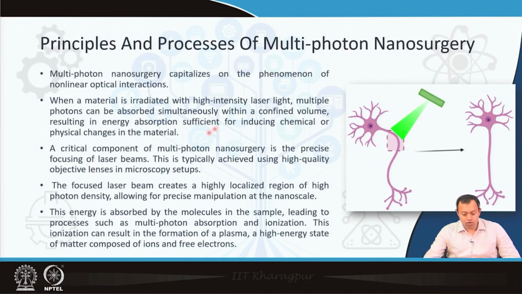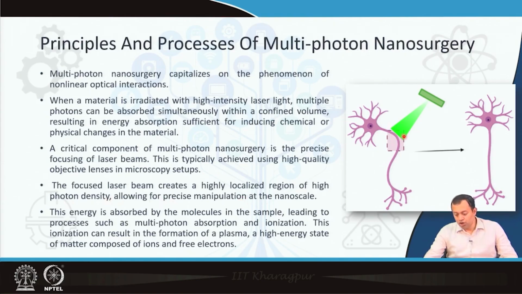So, you try to do this, a chemical change or a physical change. Physical change, burn it out, damage it because of the absorption. Absorption results in heat dissipation. Heat dissipation can basically burn it, or you can induce chemical changes into the material, just like what I discussed previously. A critical component of multi-photon nanosurgery is the precise focusing of laser beams. This is typically achieved using high quality lenses. The focused laser beam creates a highly localized region of high photon density, allowing for precise manipulation.